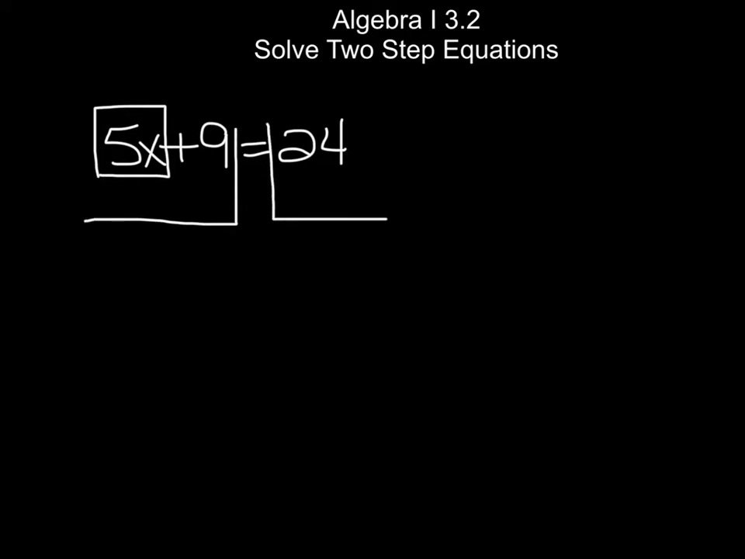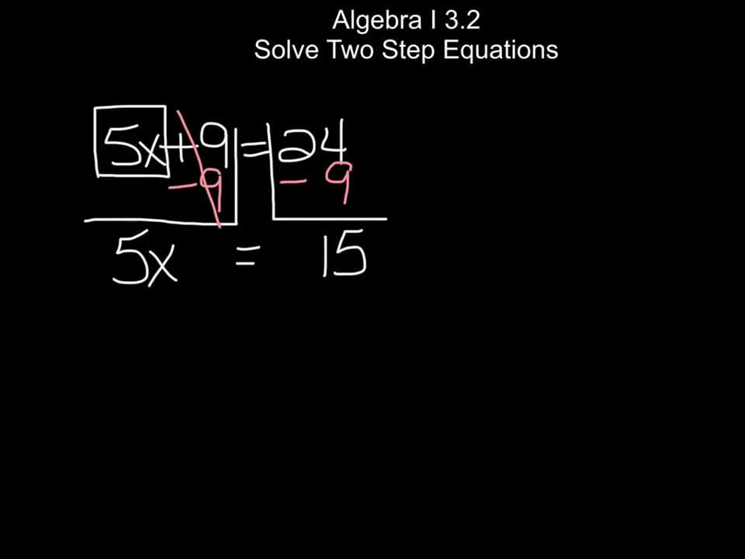If we want to get that 5x isolated, get it by itself, how do we do that? It has a positive 9 with it. The inverse operation of addition is subtraction, so we are going to subtract 9. If we subtract 9 from the left side of the equation, we must also subtract 9 from the right side. On the left side, you have a positive 9 minus 9. That cancels out, that's 0. So that leaves us with 5x on the left side equals 24 minus 9, which is 15.